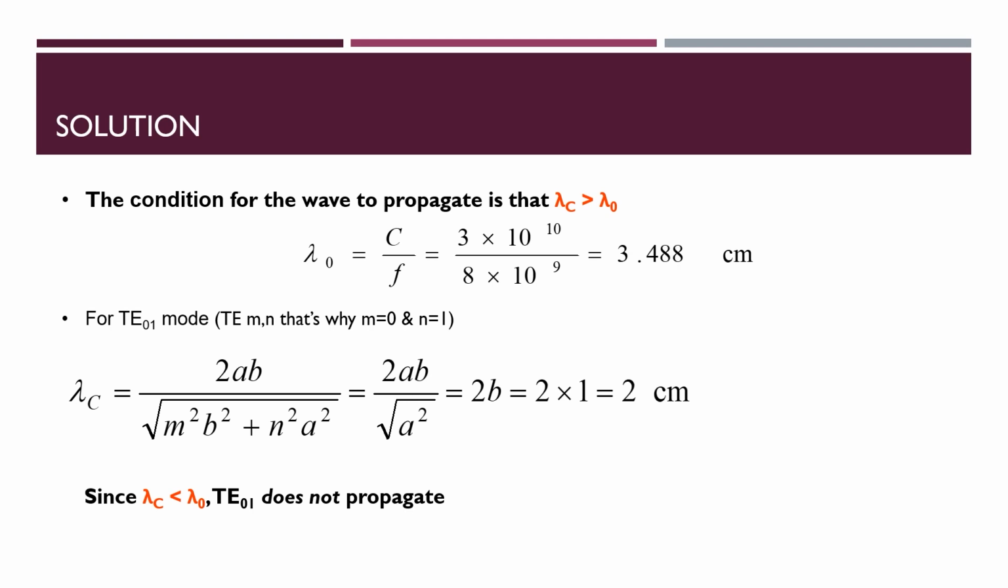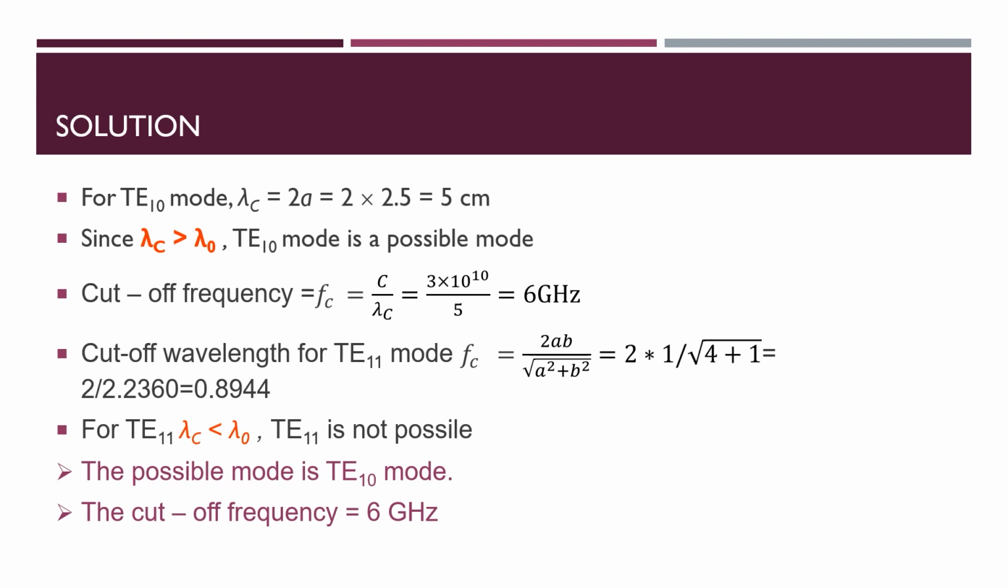Since lambda 0 is greater than lambda c, TE01 does not propagate, because lambda 0 is 3.488 and lambda c, which is calculated, is 2 centimeter. That's why TE01 mode does not propagate in this waveguide. Next, we are going to check TE10 mode.